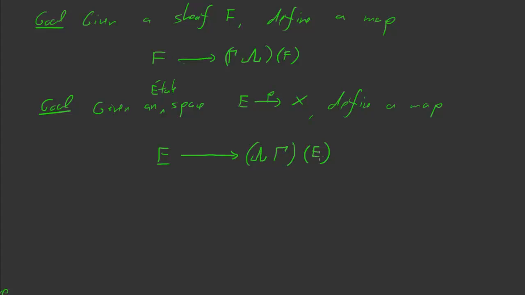So I want to define these two maps. They will be isomorphisms, these things that I'm about to define, this guy and this guy. They will be isomorphisms, but I'm not going to prove that. So let's start with this one first. We want to define a map from F into gamma of lambda of F.